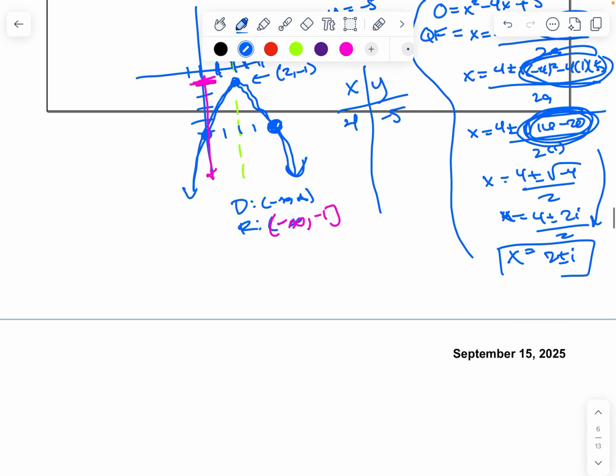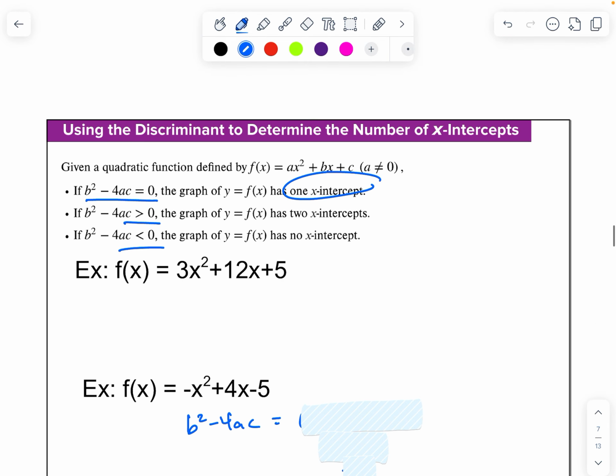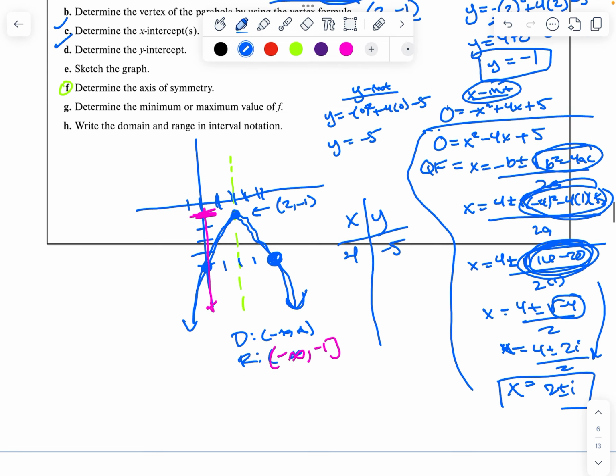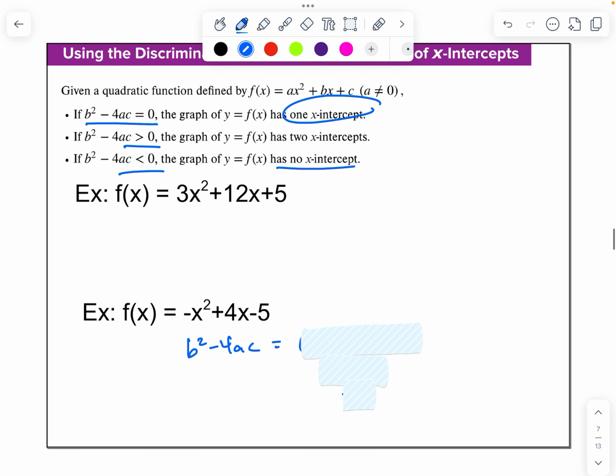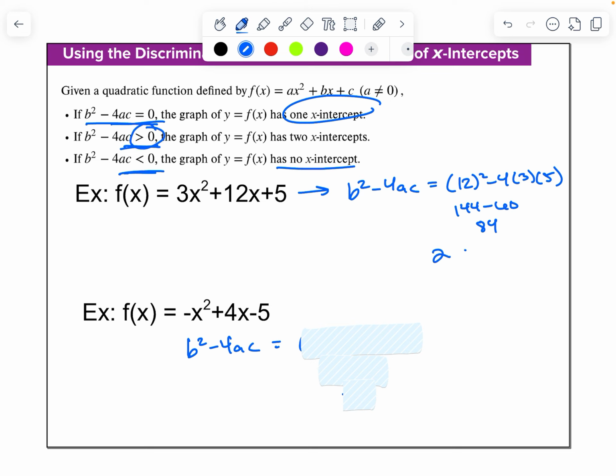All right, so let's try this one. If we did b squared minus 4ac, it's going to tell us how many x-intercepts we have. So that would be 12 squared minus 4 times 3 times 5. That would be 144 minus 60, and that would be 84. Is that equal to 0, greater than 0, or less than 0? In this case, since it's greater than 0, we have 2 x-intercepts. It doesn't tell us what they are, but it does tell us whether we need to keep on going and actually find them, right? So it's keeping us from having to do the quadratic formula.